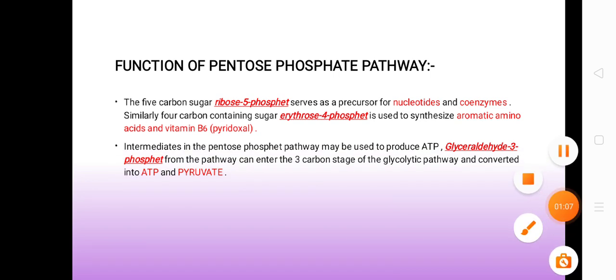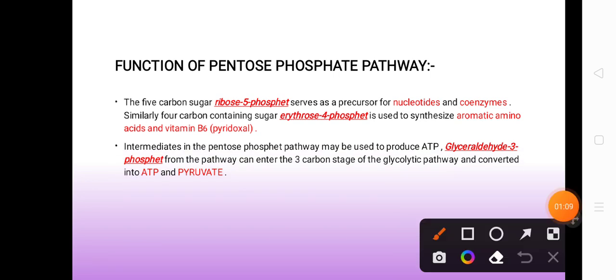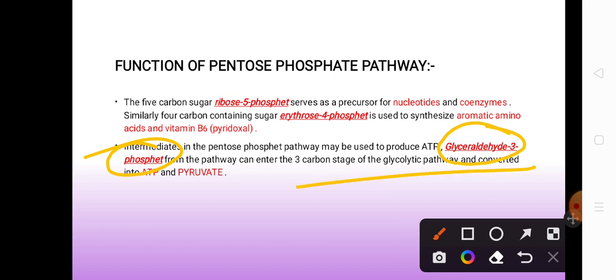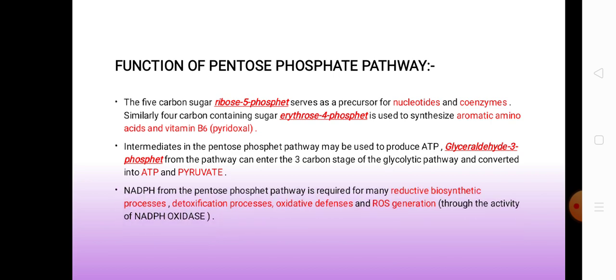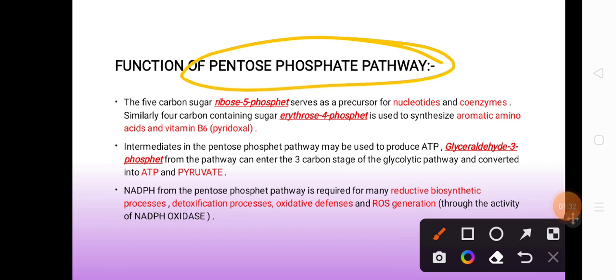Now, another important thing is that various intermediates in the pentose phosphate pathway are useful for production of ATP. For example, glyceraldehyde 3-phosphate from the pathway can enter the 3 carbon stage of the glycolytic pathway and produce pyruvate and ATP. That means you can understand that all the intermediates in the pentose phosphate pathway are somehow involved in production of some important biomolecules, right?